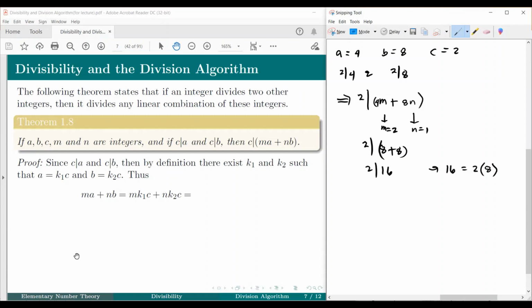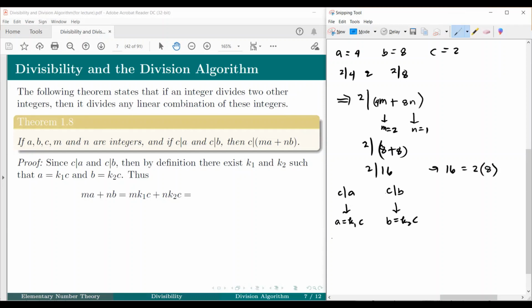So take note here, by the way, let me write it here. When we have C divides A, we mean A is equal to K1C for some integer K1. So it is just existence. And then if we have C divides B, we have B equal to K2C for some integer K2.